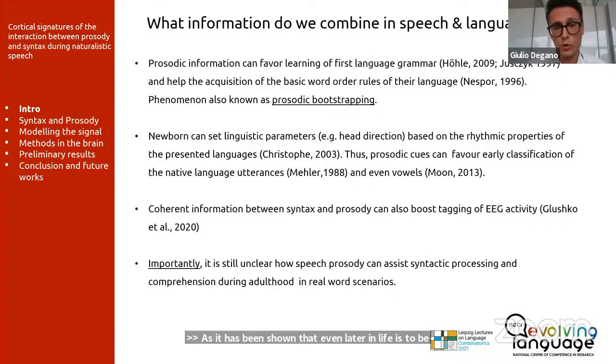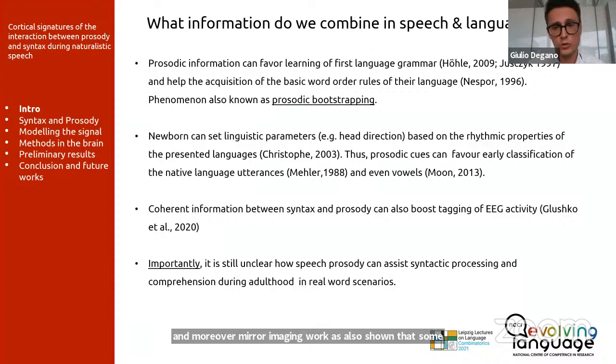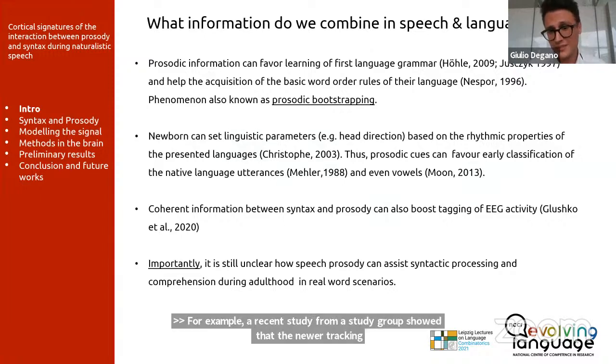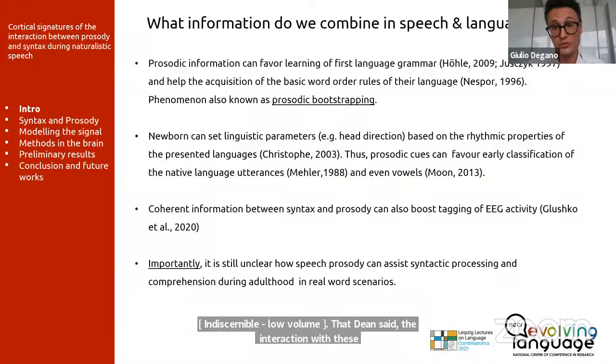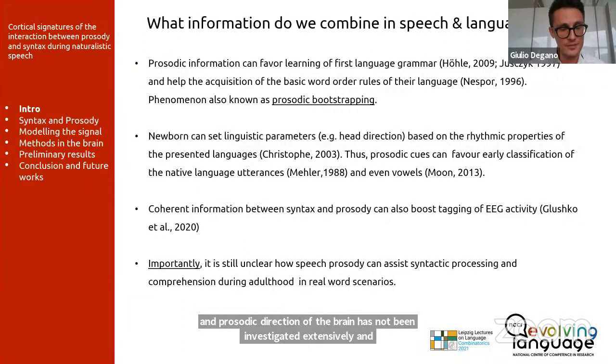Moreover, neuroimaging work has also shown that syntactic and prosodic information do interact in the brain. For example, a recent study from Anastasia Glushko showed that the neural tracking of speech signal is boosted at different timescales when prosodic and syntactic boundaries are coherent. That being said, the interaction between syntactic and prosodic processing in the brain has not been investigated extensively, and most of the current research has explored this relationship with specific paradigms that do not necessarily reflect naturalistic environments.